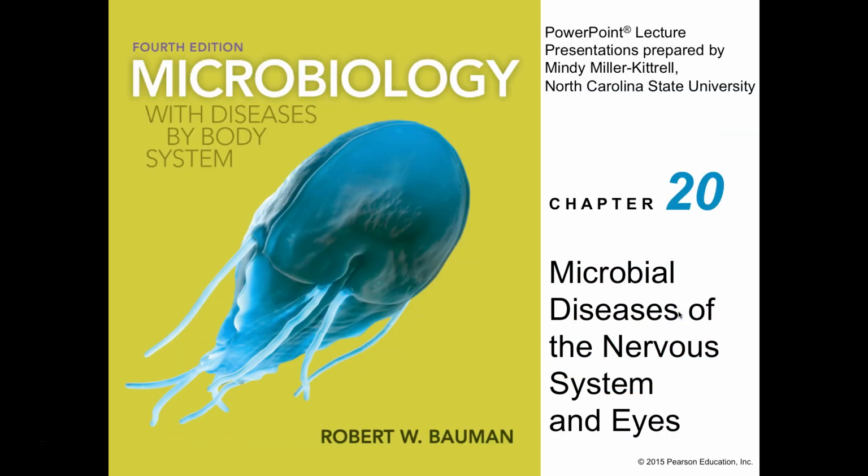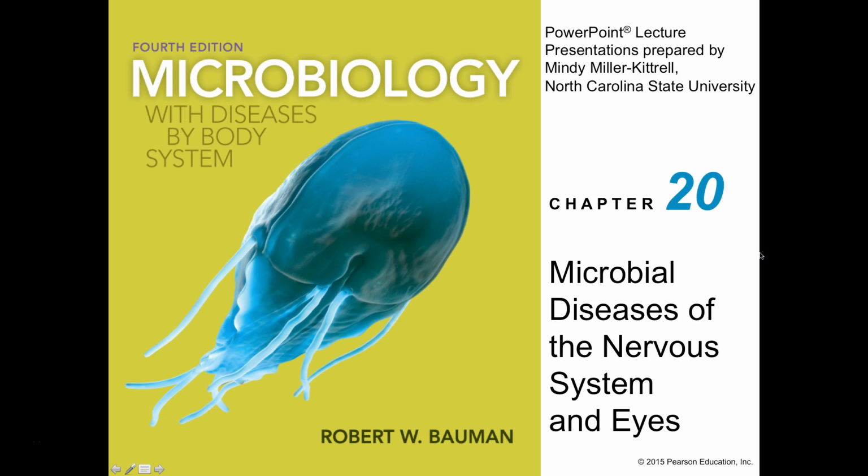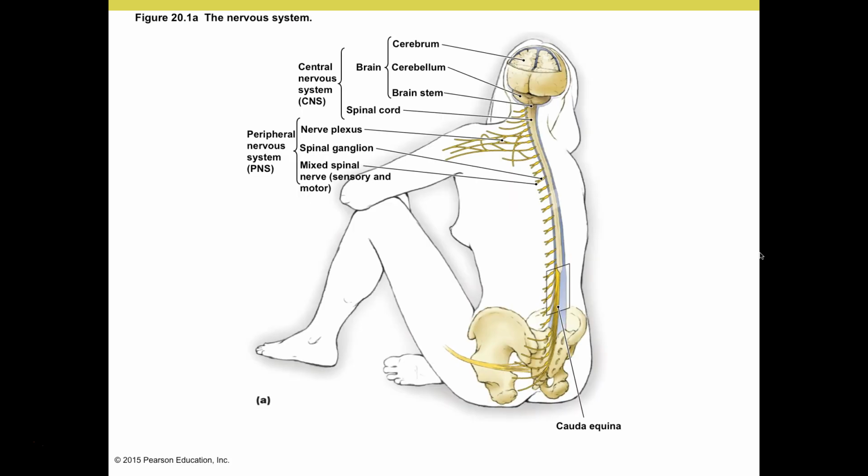This is lecture 7, chapter 20, which we're going to cover the microbial disease of the nervous system and eyes. This is divided in two parts. Your nervous system has the central nervous system and the peripheral nervous system. You remember the central nervous system, which is your CNS, has your brain and your spinal cord, and the peripheral nervous system has everything that extends from it.